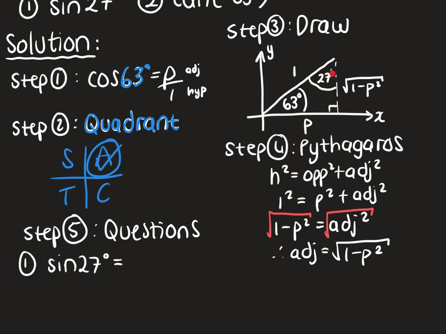Sine of 27. Do you see how important it was to get that third angle in the triangle? 27 is now what we're dealing with. The opposite side to 27 is P, and the hypotenuse is 1. So my answer would be P over 1, which is equal to P. Okay, the second question is tan of minus 63 degrees.